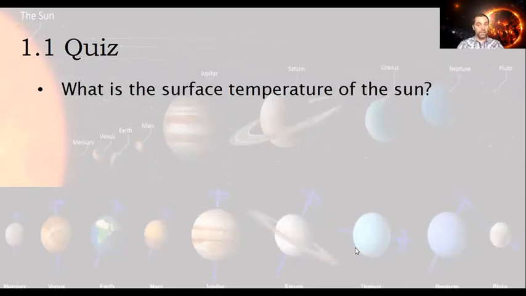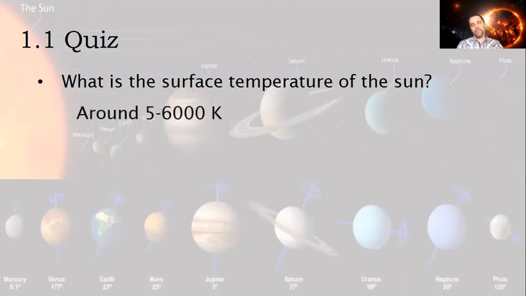Then, what is the surface temperature of the sun? We remember it is quite hot. In the core, around 15 million degrees, but on the surface, it is much colder, around 5,000 to 6,000 Kelvin.